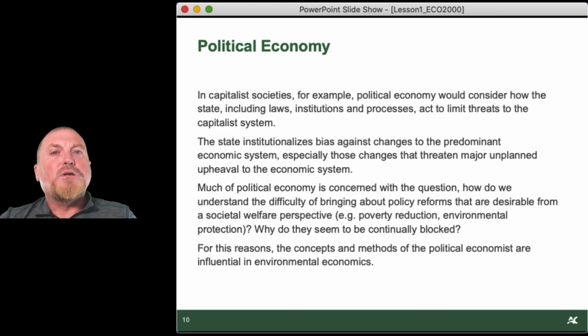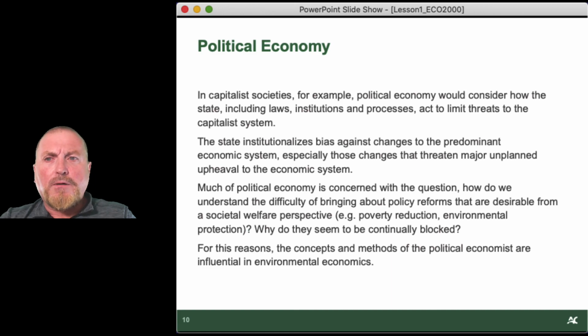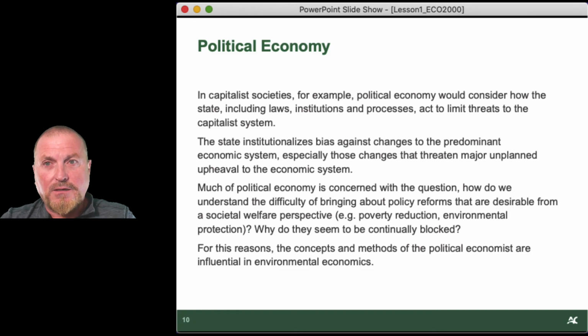Okay? So in other words, political economists are change agents of economics, if you will. Like welfare economics, but going a step further. All right? For these reasons, the concepts and methods of political economics are influential in environmental economics, because environmental economists are also change agents in the system, and we'll explain how that's the case in a minute, okay?